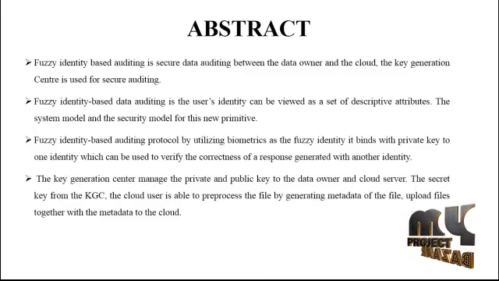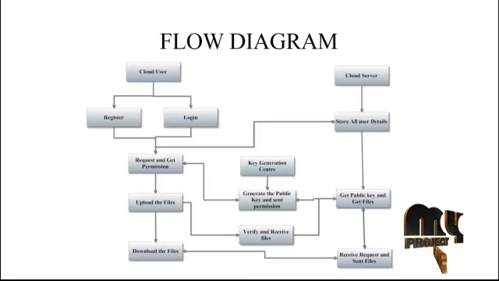The data owner gets the key from the KGC and sends it to the cloud server. The cloud server verifies all the keys from the user and the KGC and receives the file from the data owner. The data owner gets permission from the cloud server and uploads the files. To download the files, the cloud server verifies the data owner and sends the file to the correct data owner. Our project flow diagram.